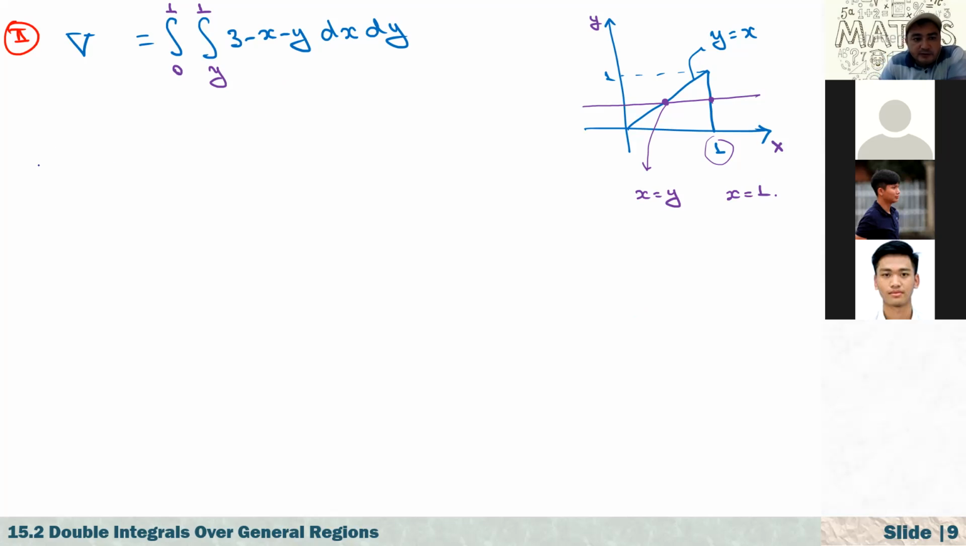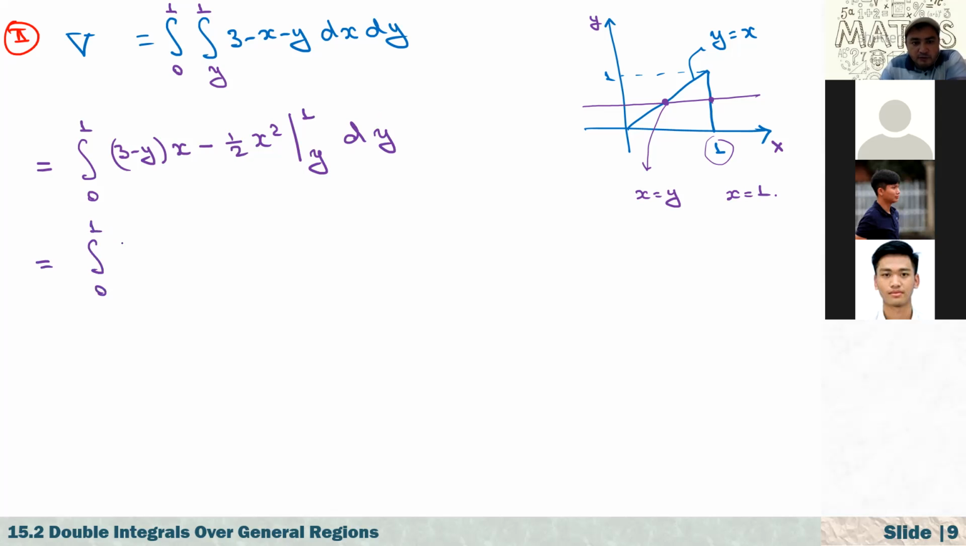So let's continue. Equals integral from 0 to 1. So if we integrate this 3 minus x minus y with respect to x, that means that we're going to treat this 3 and y as a constant, right? So here we have 3 minus y, and here we have x minus 1 over 2 x squared. So the integral is changing from y to 1. And here we have dy, which is equal to integral from 0 to 1.